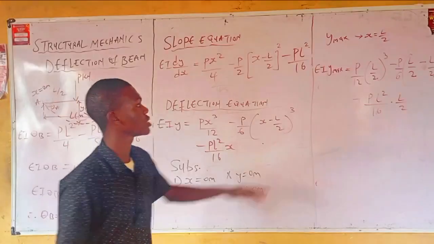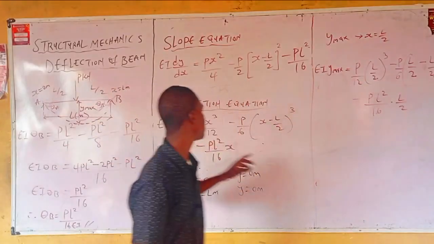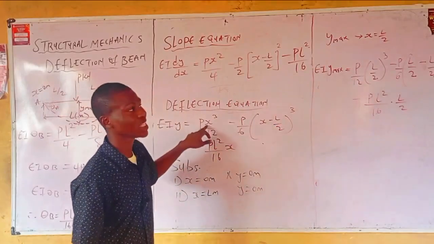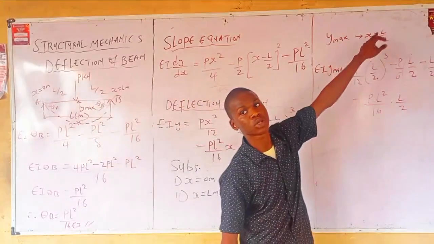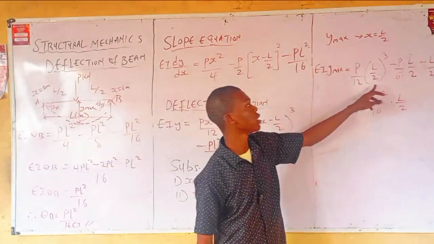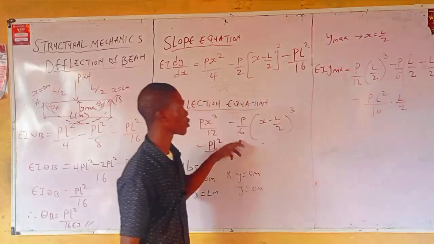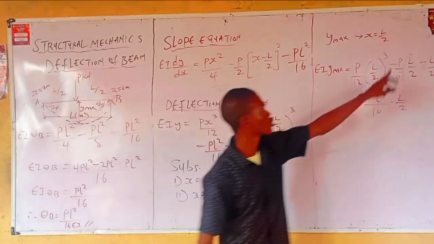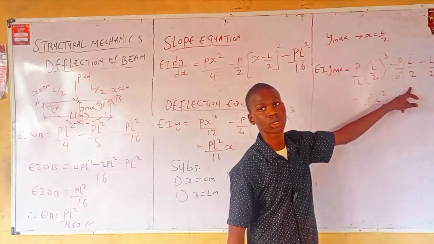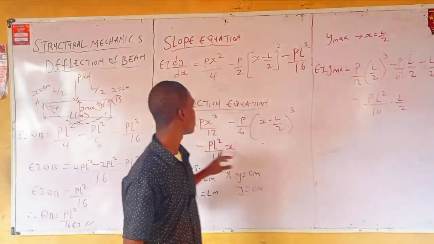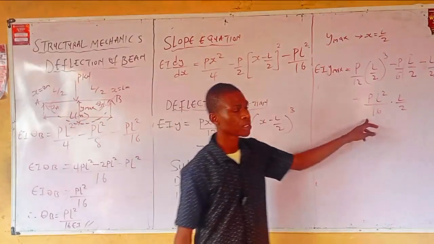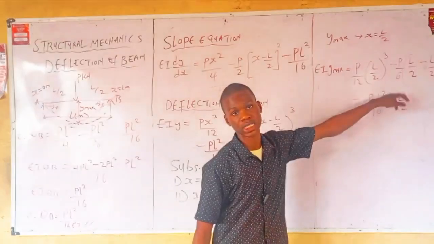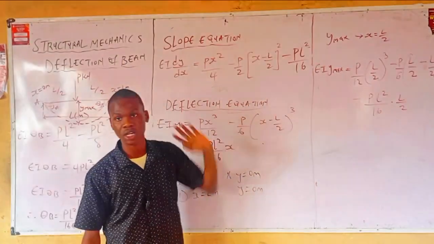What we did here is that this is P over 12, right? Coming from here. Anywhere I see x, I substitute it as what? L over 2. This is it here. Negative P over 6 from here. Anywhere I see x, substitute it as what? L over 2. And that's it. From here, negative PL square over 16. This man here, multiplied by what? X, which is what? L over 2.